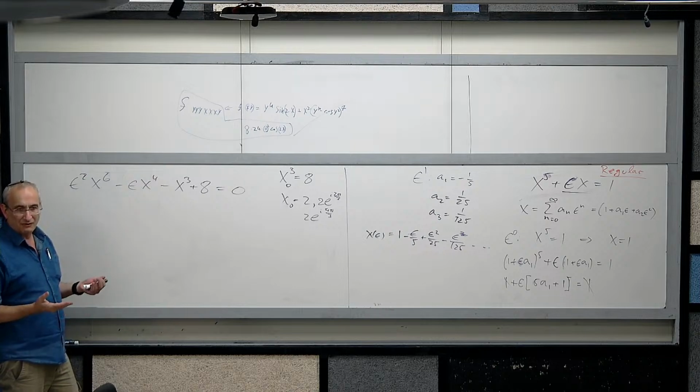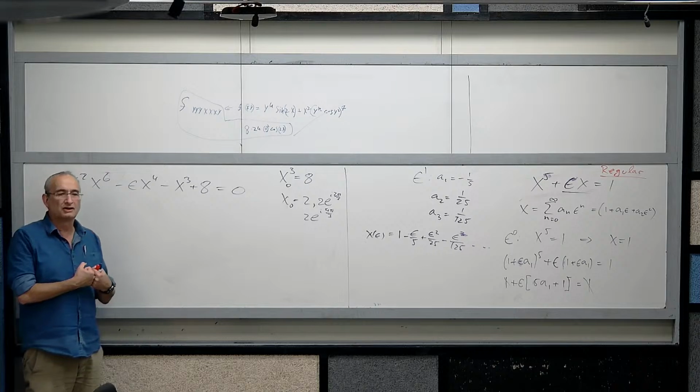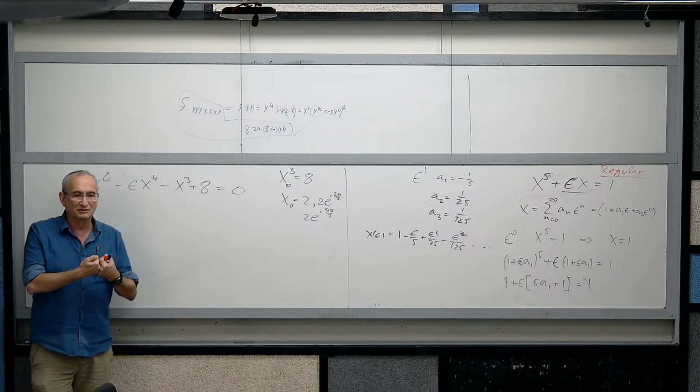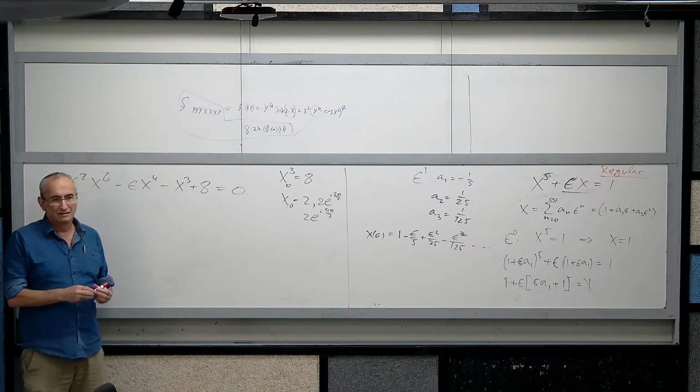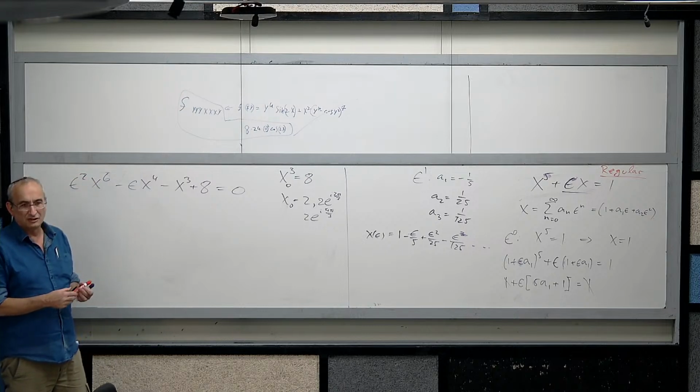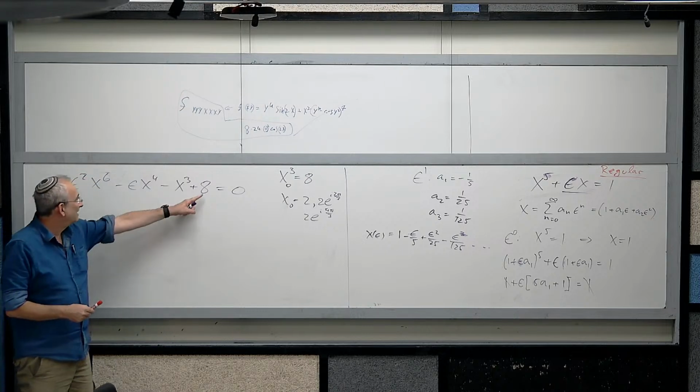Where are they? What are these solutions doing when epsilon goes to 0? They are some solution times epsilon. Where epsilon goes to 0, it's... So you are saying they are going to 0, but 0 is not a solution because I have an 8 here.